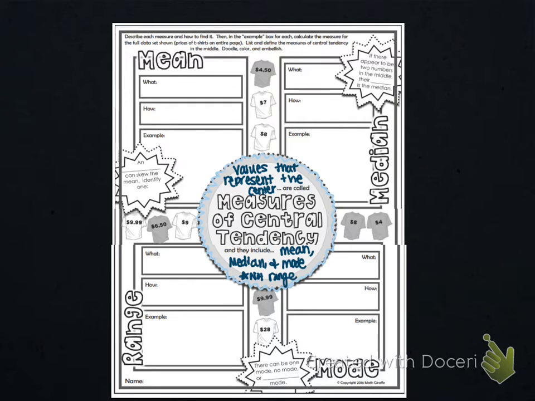It says describe each measure and how to find it. Then in the example box for each, calculate the measure for the full data set shown: prices of t-shirts on an entire page. List and find the measure of central tendency in the middle. You can doodle, color, or embellish. Fun little worksheet.